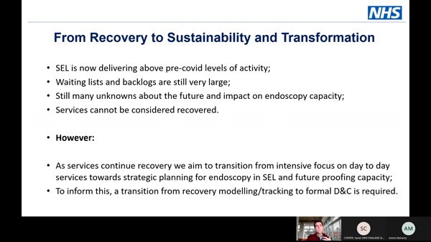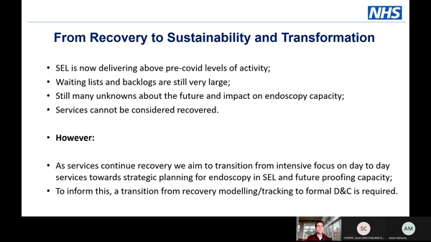So we're now in a position in South East London where we're delivering above pre-COVID levels of activity. The waiting lists and the backlogs are reducing, but they are still very large. And there's a lot of unknowns about the future and the impact on endoscopy, especially right now in the middle of wave 2, in the middle of winter pressures. So we cannot by any means be considered recovered.